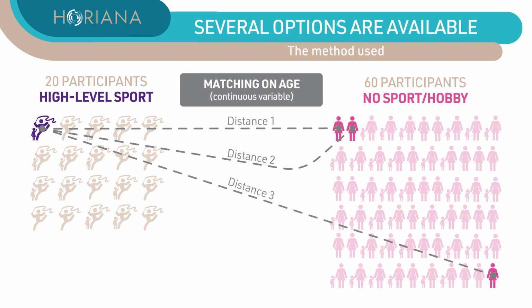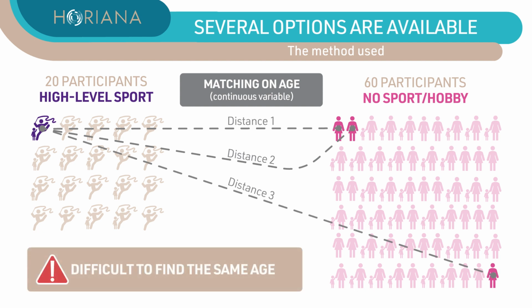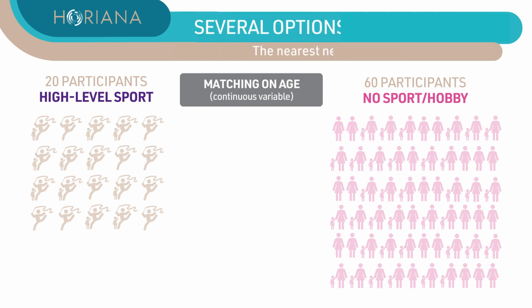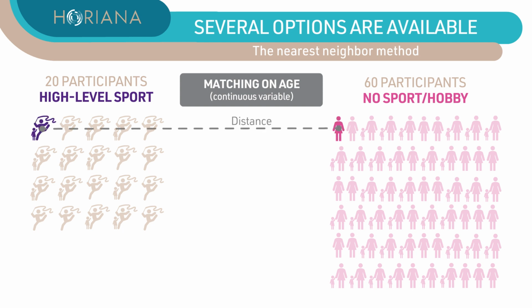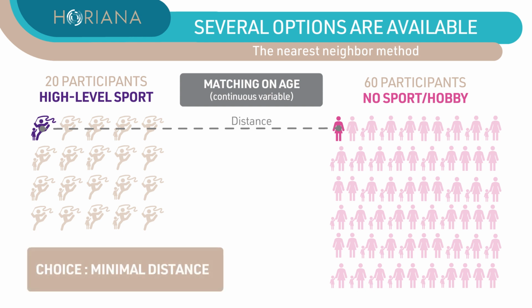In reality, it's difficult to find a participant who has exactly the same age, i.e. a distance equal to 0. We will therefore select the participant from the control group who most resembles the woman who practices high-level sport, i.e. who has the smallest distance. This method, the most used, is called the nearest neighbor method. In our example, we retain the participant of the control group with a distance of 1 year. We repeat the operation for all the subjects in the group of interest.